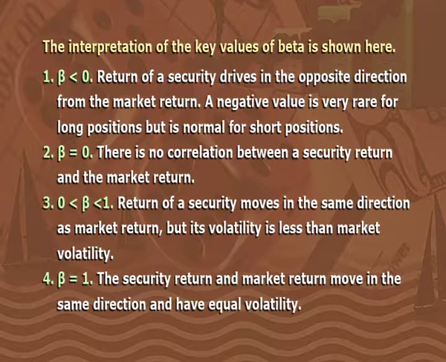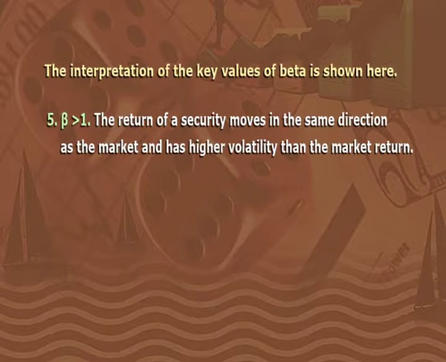If beta is equal to 1, the security return and the market return move in the same direction and have equal volatility. If beta is greater than 1, the return of the security moves in the same direction as the market and has a higher volatility than the market return.